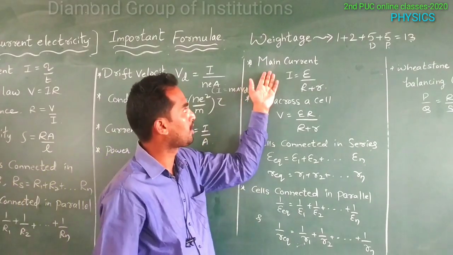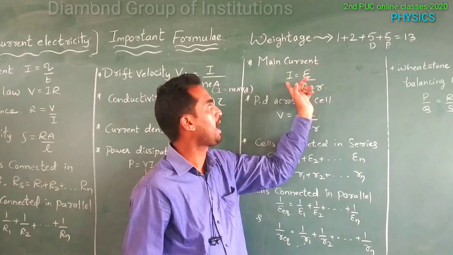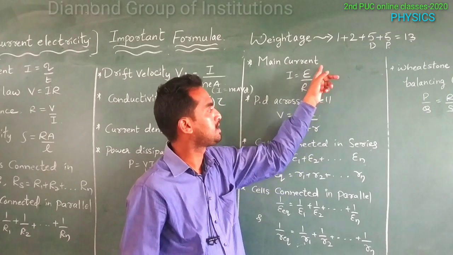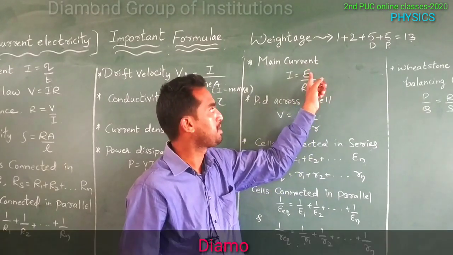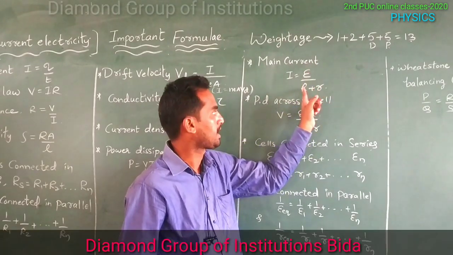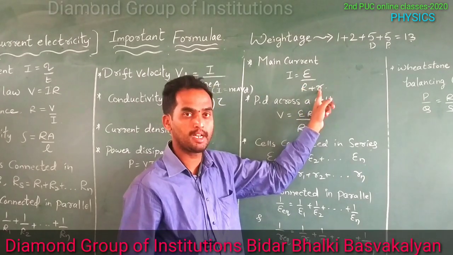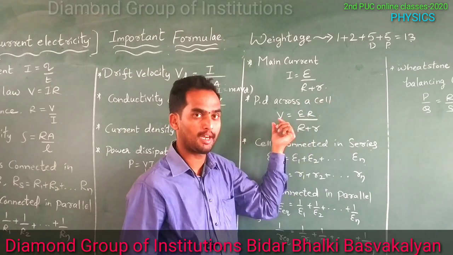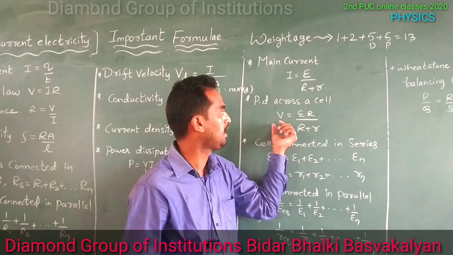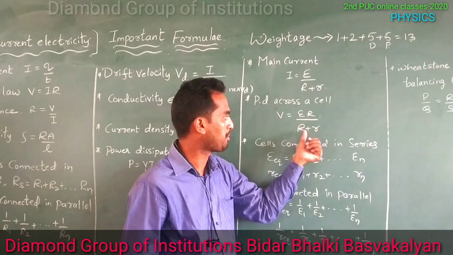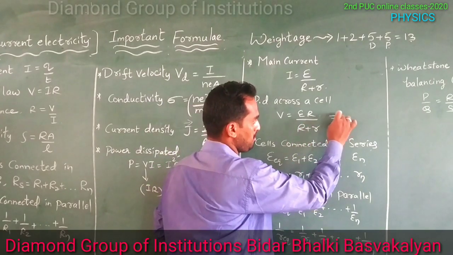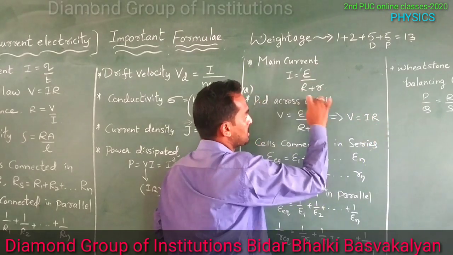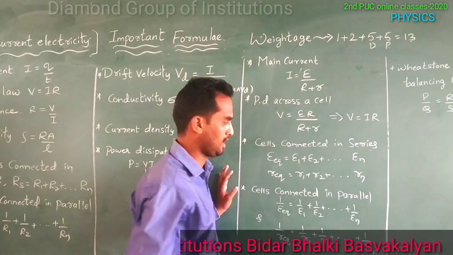And next, the main current formula: I equal to E divided by capital R plus small r. This is regarding the cells. E means EMF, capital R is the external resistance, and small r indicates internal resistance. The potential difference across the cell: if you want to calculate it, V equal to E into R divided by capital R plus small r. That means V equal to I into R, this current into R resistance.